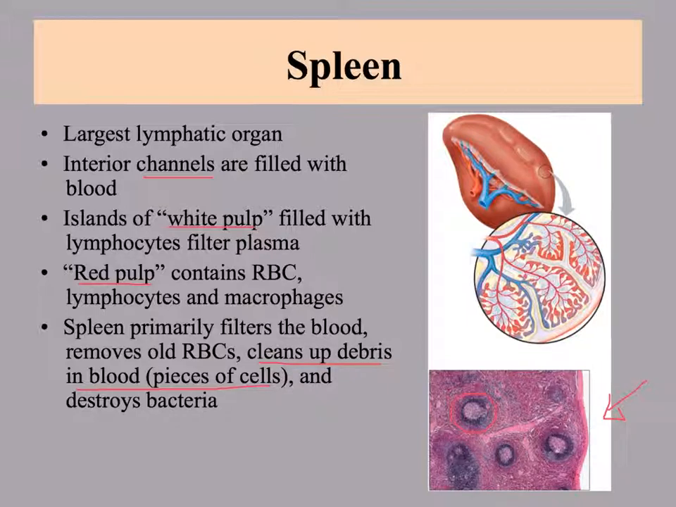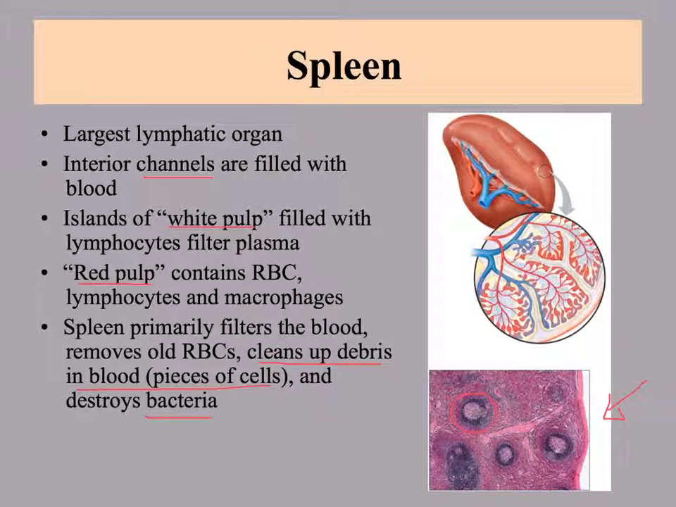Plus, if there are any bacteria present in the blood, it will be picked up by the lymphocytes and the macrophages as well. So your spleen is really important in keeping your blood healthy.